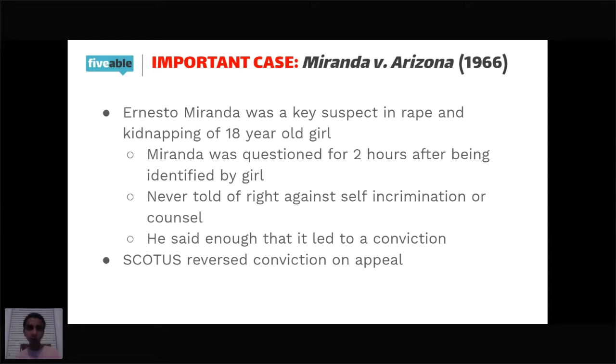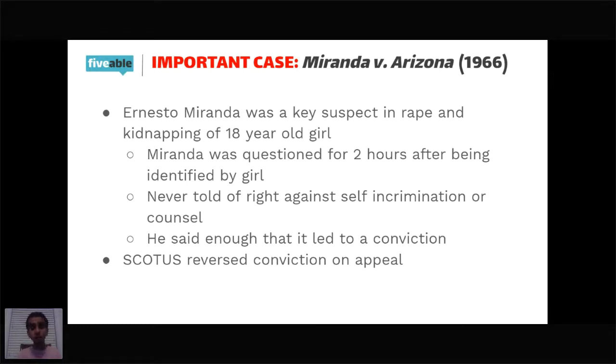She picked Miranda. However, when he was questioned by the police, he was never told of his right against self-incrimination or that he had the right to have a lawyer there. And he said enough about what he did that it led to his own conviction. So he basically self-incriminated himself.